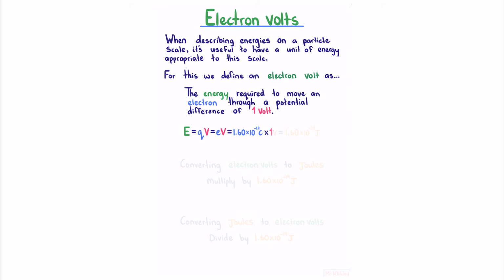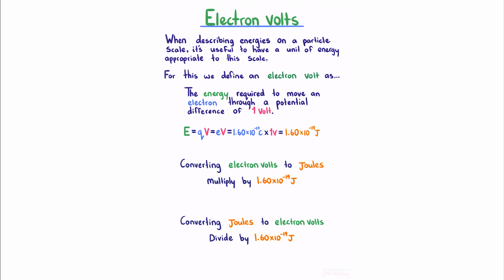Multiplying that by our 1 volt, we get that an electron volt is equal to 1.60 times 10 to the negative 19 joules. To convert electron volts to joules, we multiply by this number. To convert joules to electron volts, we divide.